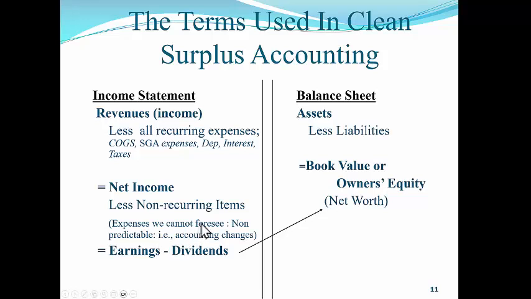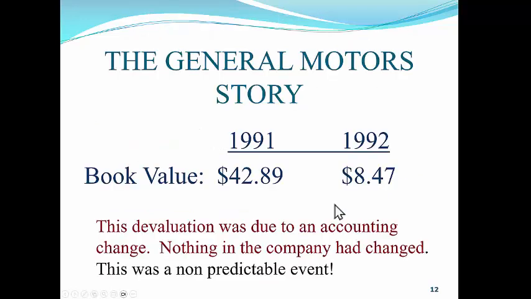And how about those options that are given to attract people in higher positions, or somebody you have to compete for, who's also trying to be hired by another company? That's down in here also. So after all of that, we come out with earnings minus dividends, and it comes over here to book value or owner's equity. And let me tell you a little story about General Motors.